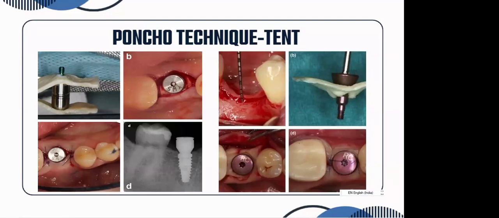Thank you so much, doctor. Could you explain about zero bone loss?